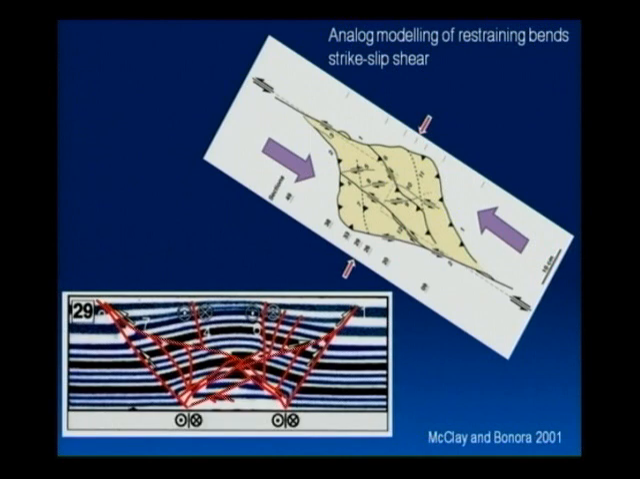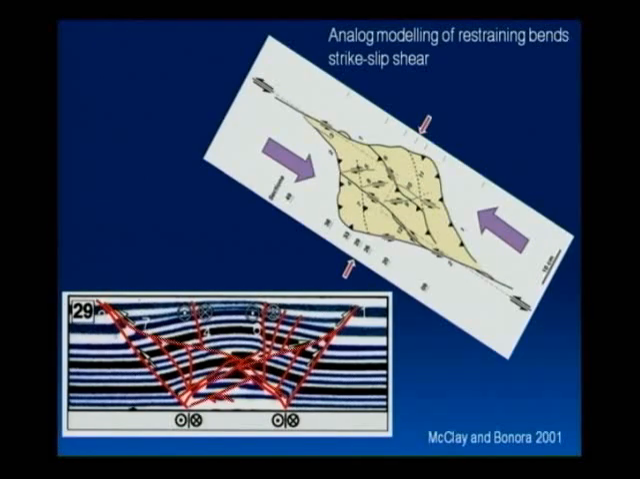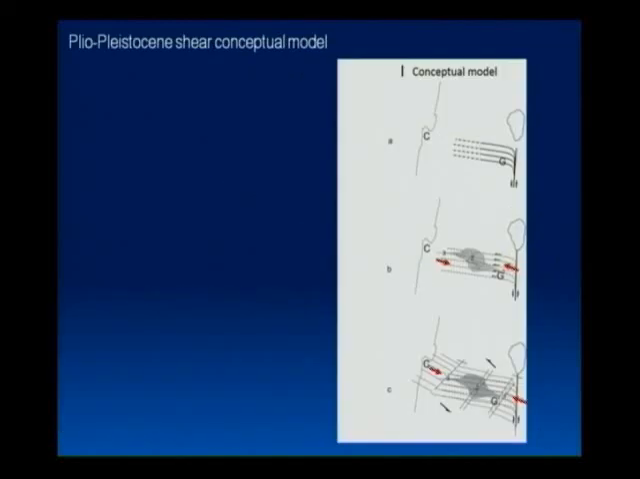Analog modeling of McLean and Bonora shows the map view that I showed you before. They crossed it in various ways, of course using the lab, but the results are closely similar to the Galilee case. And then I'm going to share with you my thoughts regarding the area and to see how it fits this seismogenic hypothesis maybe.